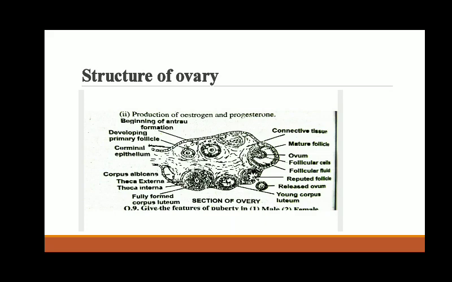And last part, that is corpus luteum. The remains of the Graafian follicle after release of the secondary oocyte is called the corpus luteum. It produces progesterone, estrogen, relaxin and inhibin. The corpus luteum degenerates into fibrous tissue called corpus albicans. These all are the structures of the ovaries.